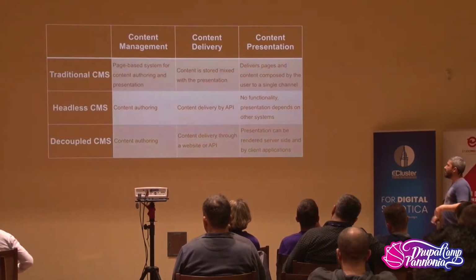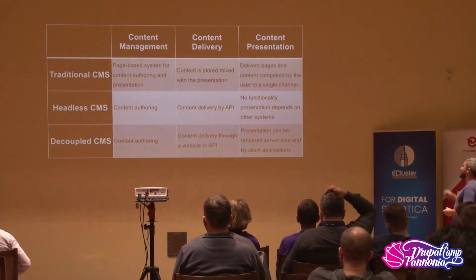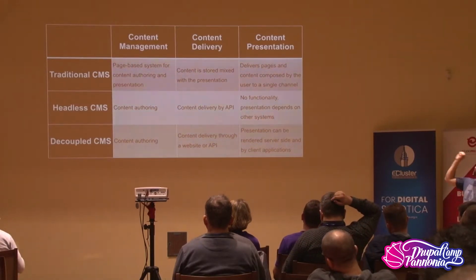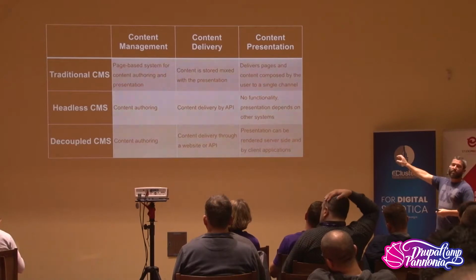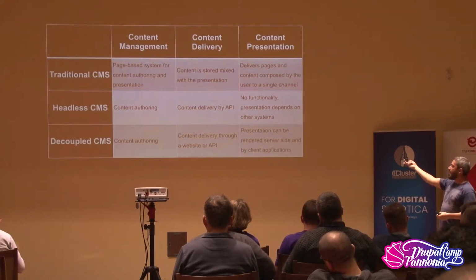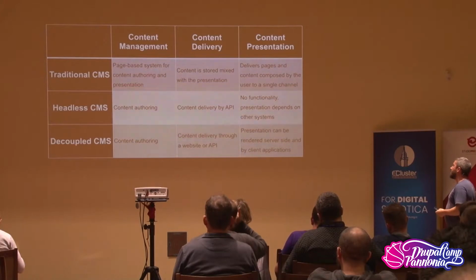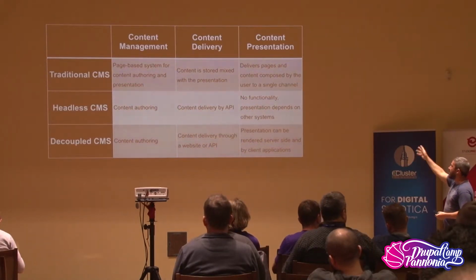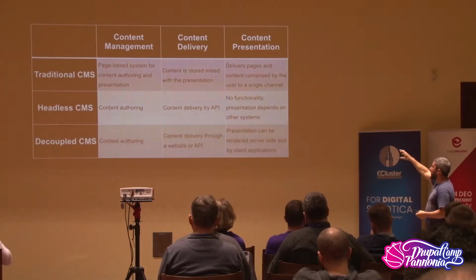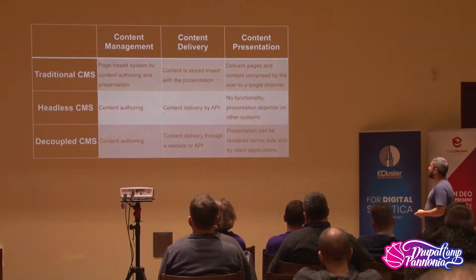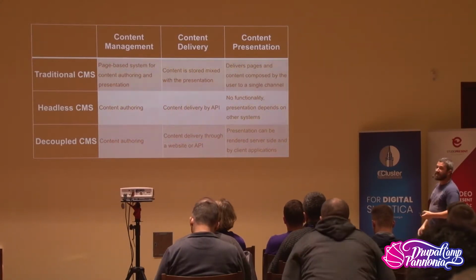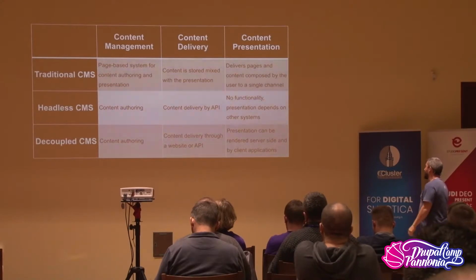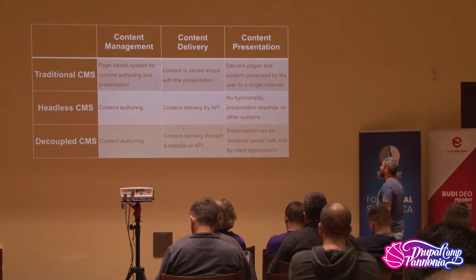I have this table that probably is not easy to understand, but more or less it differentiates what a traditional CMS is, more or less what Drupal was a while ago, from headless and decoupled CMSs. You can see that the bigger changes are in the content presentation. So who is presenting the content? In the traditional CMS it is the CMS, but in headless it is a third party, and in decoupled you can easily render it with a server-side application or even by client applications.